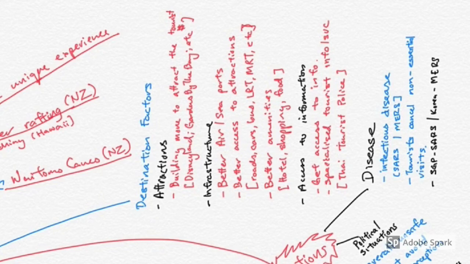Similarly, if you have built infrastructure, better air or seaports, better transport amenities, roads, buses, it's easier to get to your country and to get around your country itself. World-class hotels or even decent business class hotels, or very good safe environments for shopping, for food. These are infrastructure that can also lead to an increase in tourist numbers.